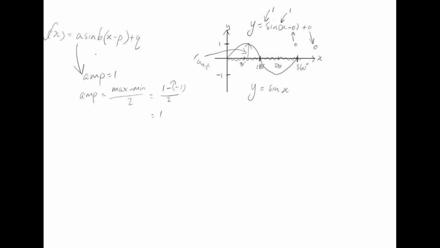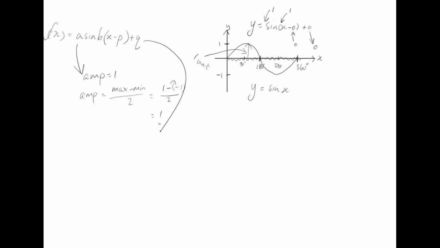So if we change this a value and maybe we make it 2, that would tell us that this graph goes up to 2 and down to minus 2. If we were to change that, let's make that 1 again. So a is our amplitude. Let's talk about q next.